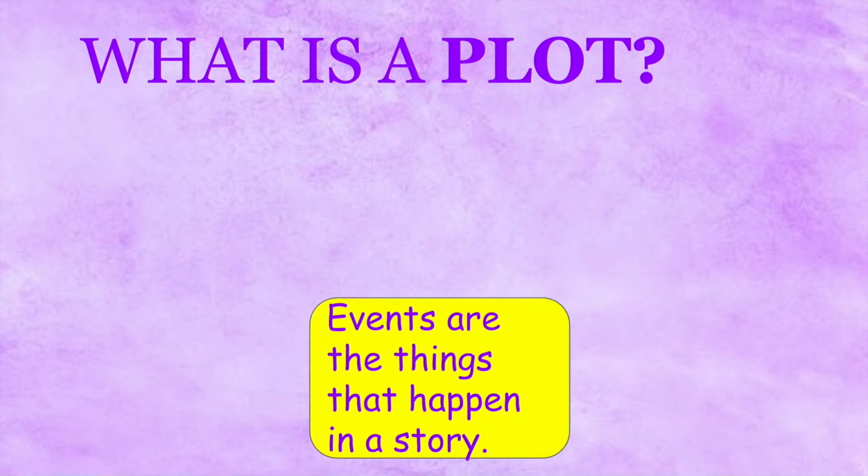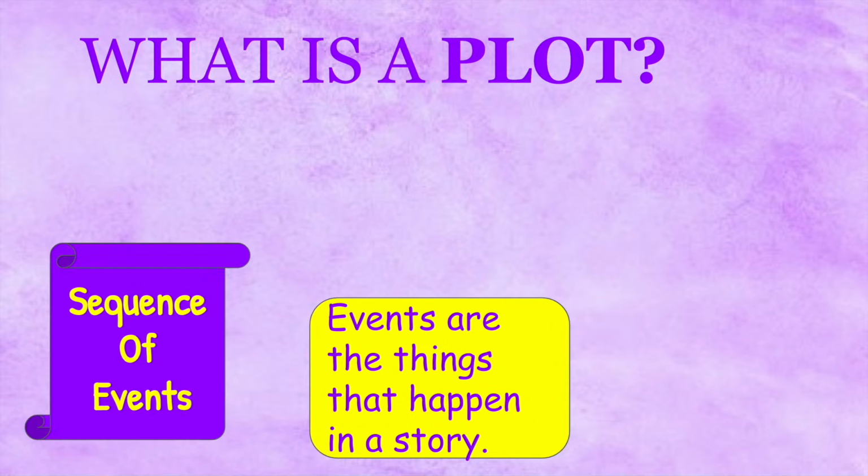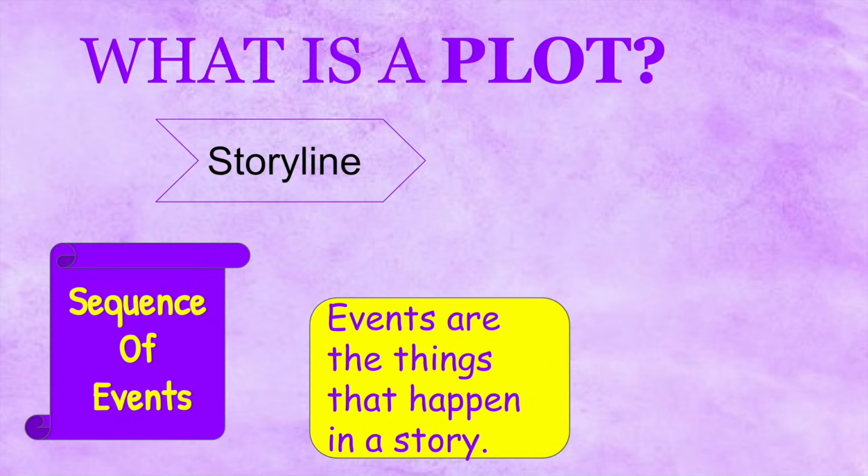Events are the things that happen in a story. In the story, the main events happen in a certain order, which is called the sequence of events. Also, the plot is sometimes referred to as the storyline.